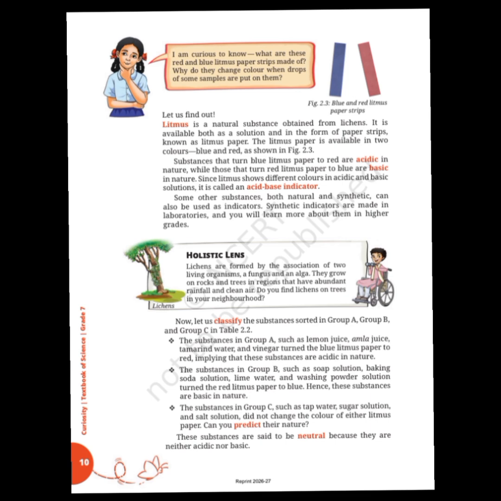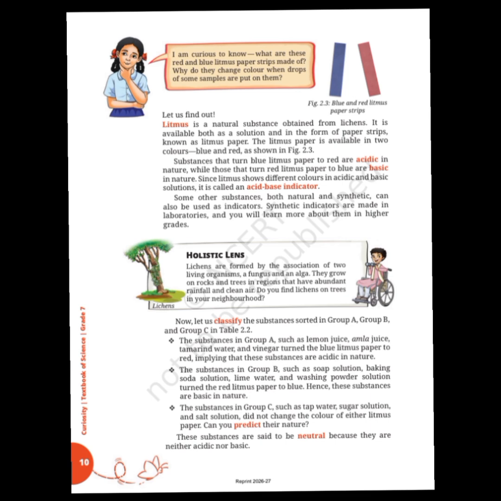Holistic lens: lichens are formed by the association of 2 living organisms, a fungus and an alga. They grow on rocks and trees in regions that have abundant rainfall and clean air. Do you find lichens on trees in your neighborhood? Now let us classify the substances sorted in Group A, Group B, and Group C in Table 2.2.